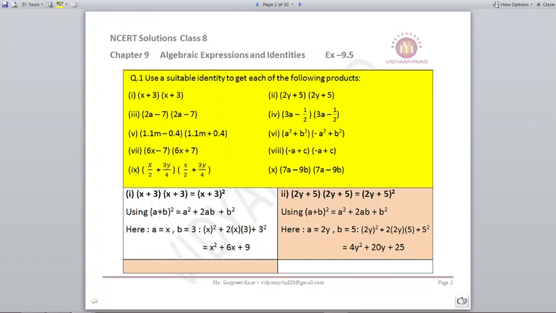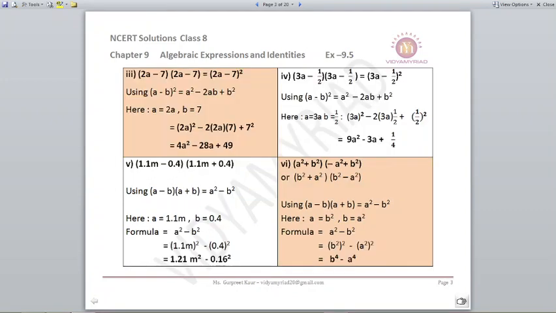Second part, (2y + 5)(2y + 5). Both the brackets are same, so I can write it as (2y + 5) the whole square, which means the formula used is (a + b) the whole square, which is a square + 2ab + b square. Now in this question, a is my 2y and b is my 5. So just put it into the formula. You will get your answer as 4y square + 20y + 25.